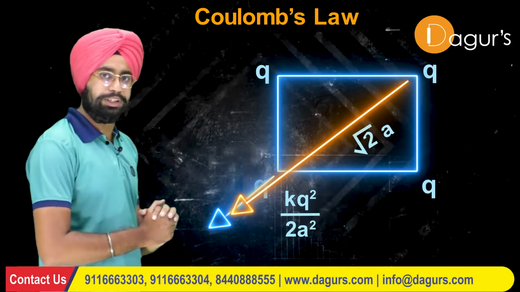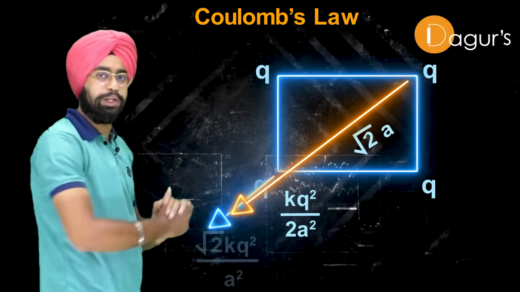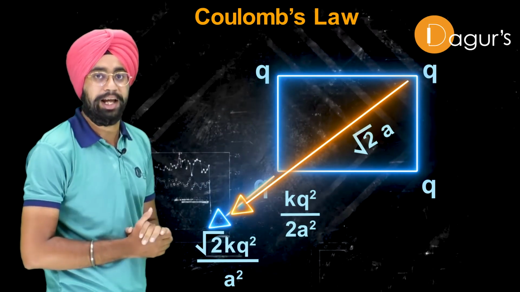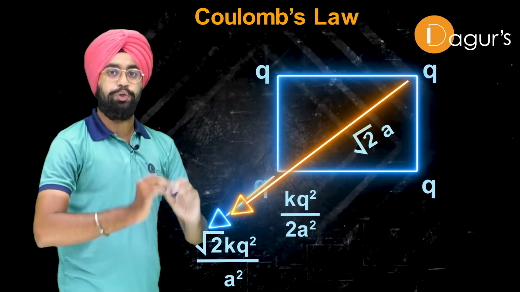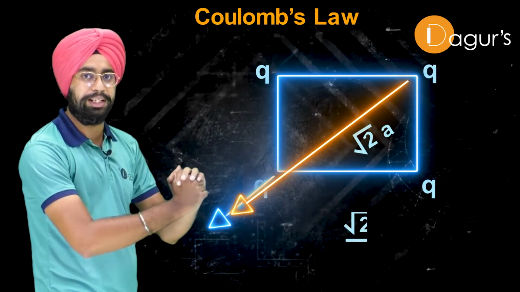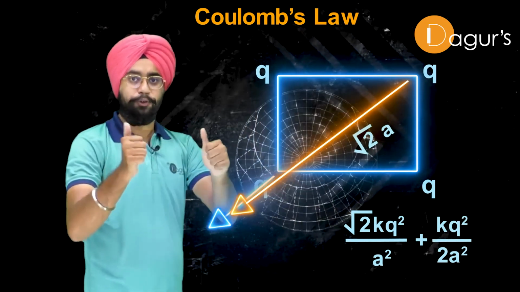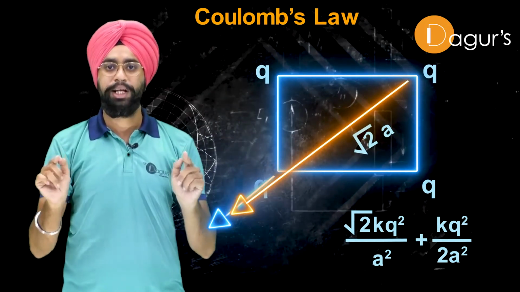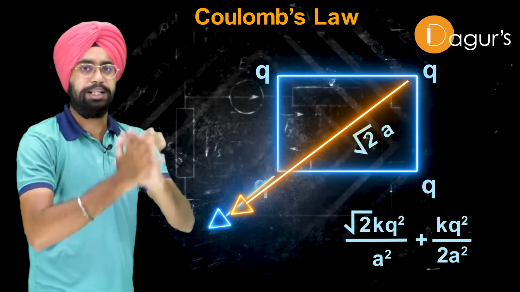So, what will be the net force? The net force will be the force due to these two charges, which was root 2 kq² by a², and the force due to the charge which is present at the diagonal point, which is kq² upon 2a². So, the net force will be the addition of root 2 kq² by a² and kq² by 2a². So, the net force which we are getting is kq² by a² whole bracket root 2 plus 1 by 2. A very good question and a very conceptual question.